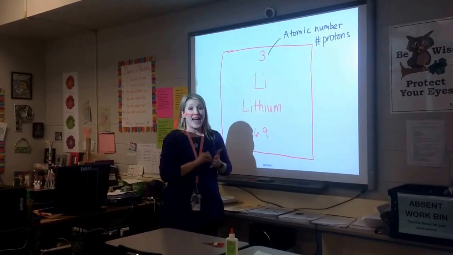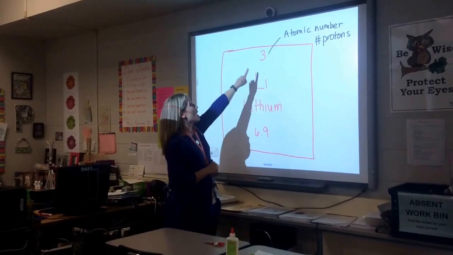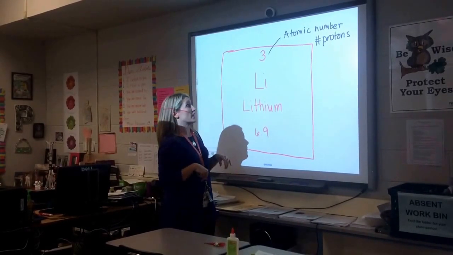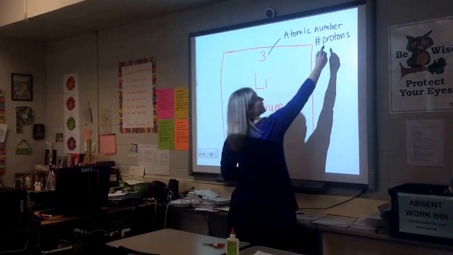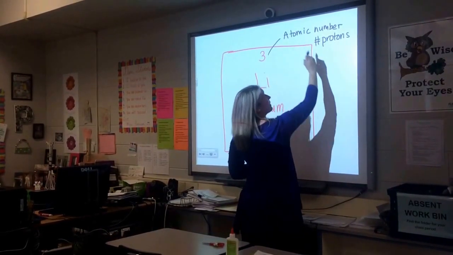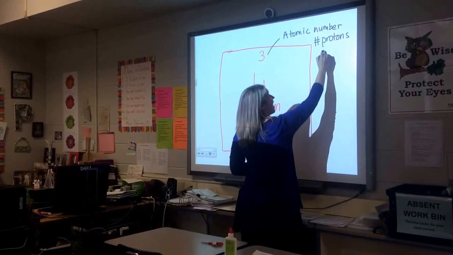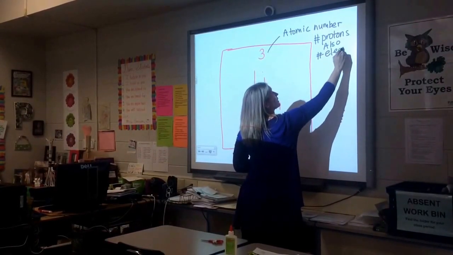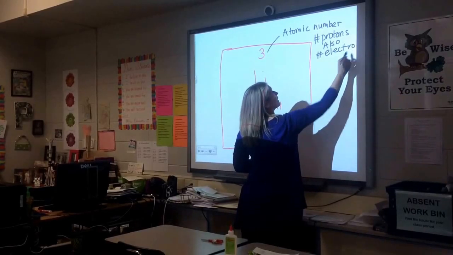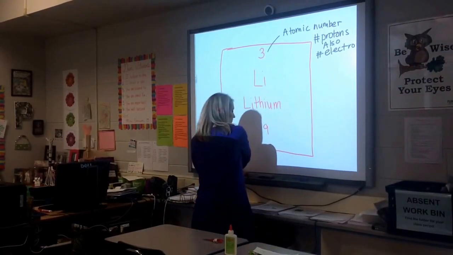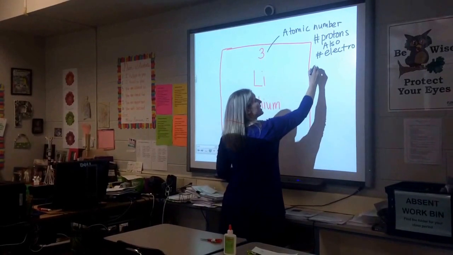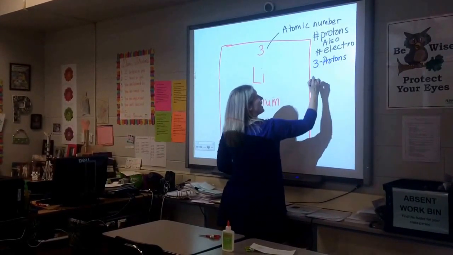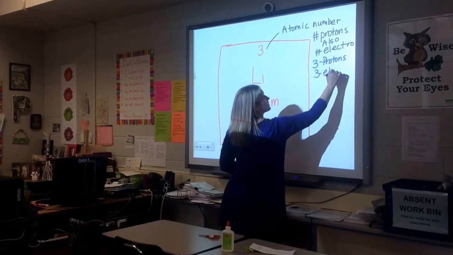Now, because all atoms are neutral, the number of protons is going to be equal to the number of electrons. So we'll say the atomic number is the number of protons, and it's also the number of electrons. So, lithium has 3 protons and 3 electrons.